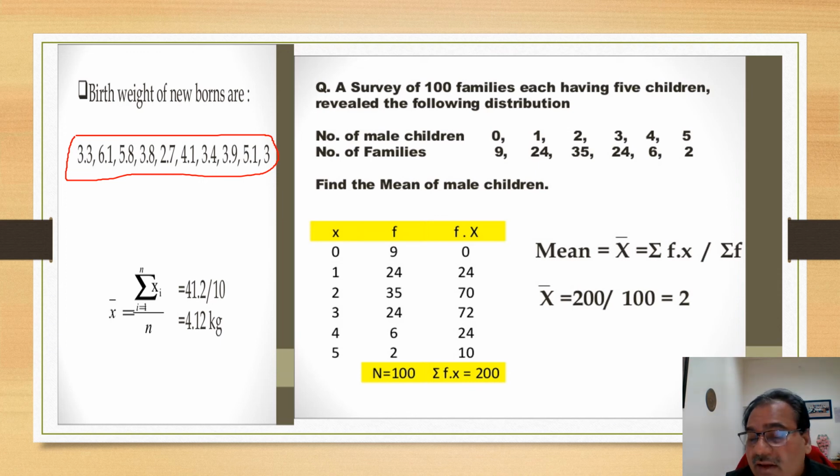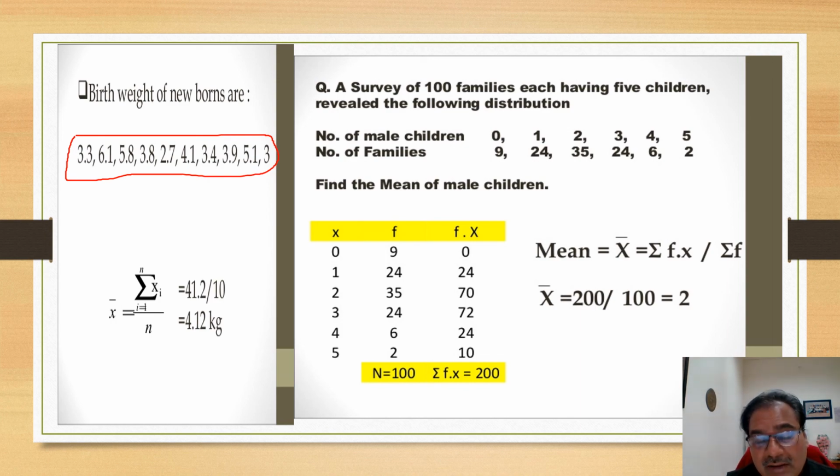Similarly, the second example: a survey of 100 families, each having 5 children, revealed the following distribution. Number of male children is 0, 1, 2, 3, 4, 5. Number of families is 9, 24, 35, 24, 6 and 2. Find the mean of male children. How do we find it? So x is the number of male children and f is the number of families.